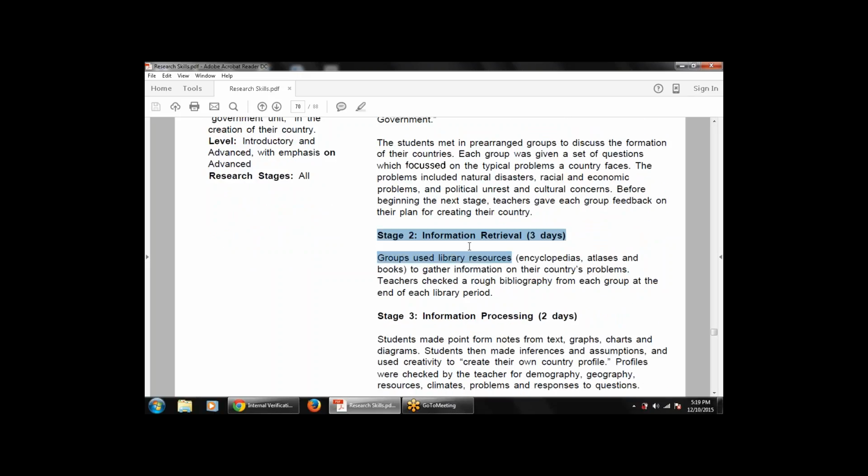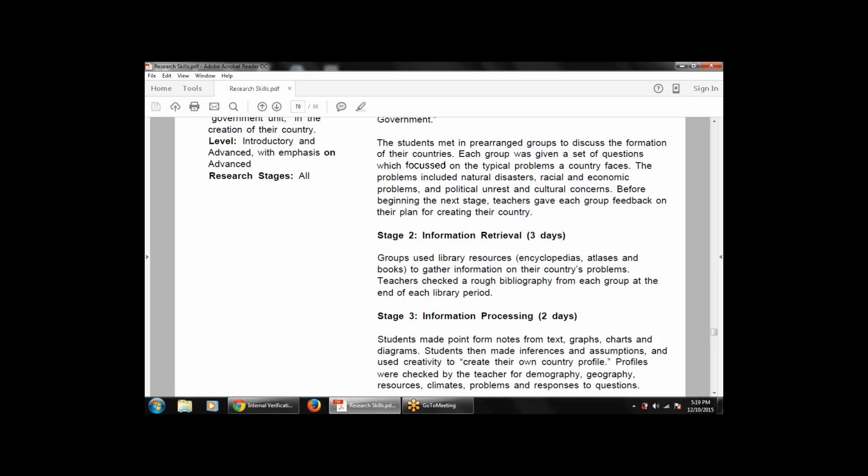Then the next stage, stage number 2, is information retrieval, which takes 3 days. Groups use the library resources, that is encyclopedias, atlases and social science books. The atlas is one of the main sources for gathering information on their country's problems. Teachers check a rough bibliography from each group at the end of each library period. That is the teacher's responsibility.